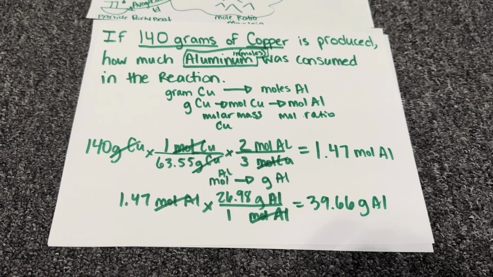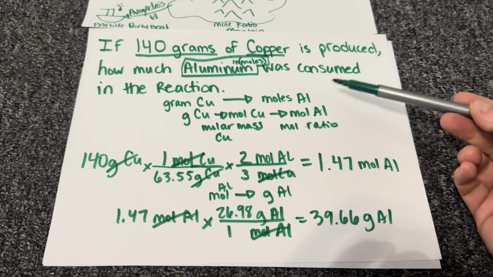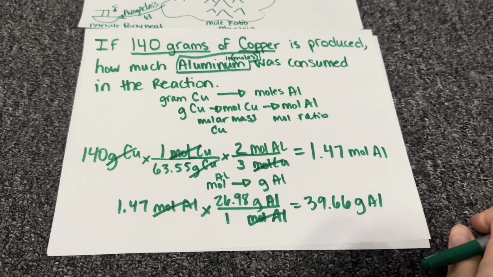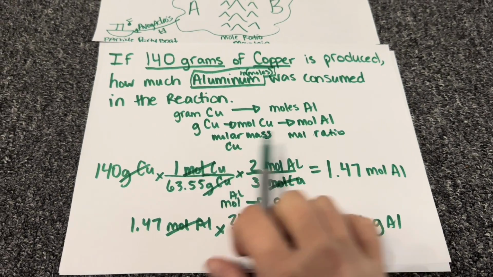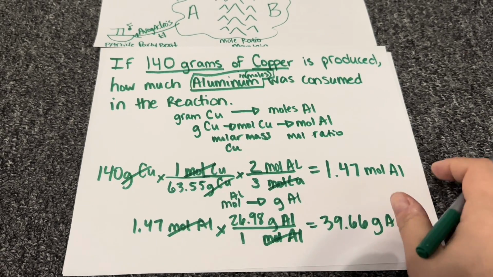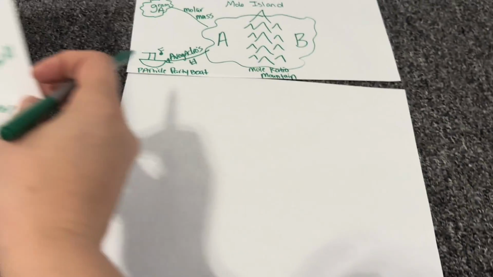So hopefully that helped. Hopefully we're getting a little bit better at making our roadmap from our problem and seeing how we're going to apply our tools to get us there. All right, so let's look now at a full stoichiometry problem.